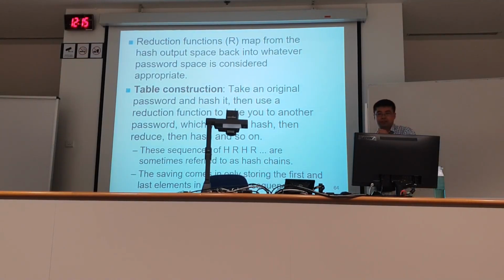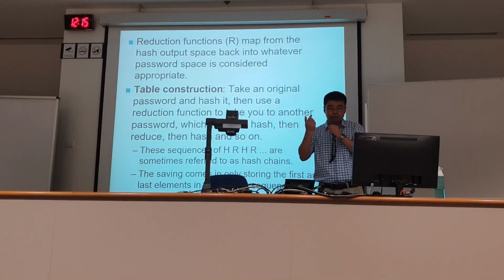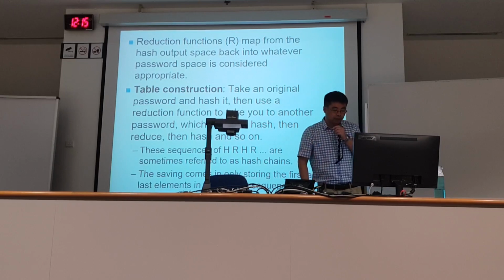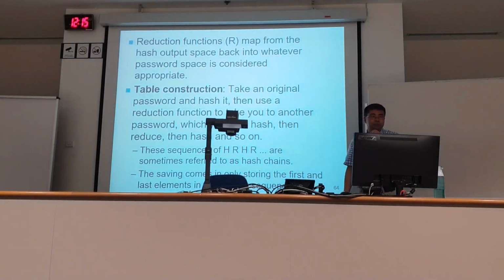So now, instead of storing one password in one record, we store multiple passwords in one record. That means in one table, we store multiple passwords. So how to do this? Essentially, we start with password 1. We hash it, we get hash value 1. Then we reduce this hash to another password in the system, right?